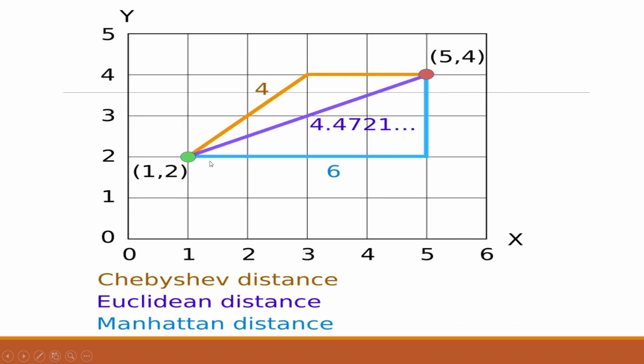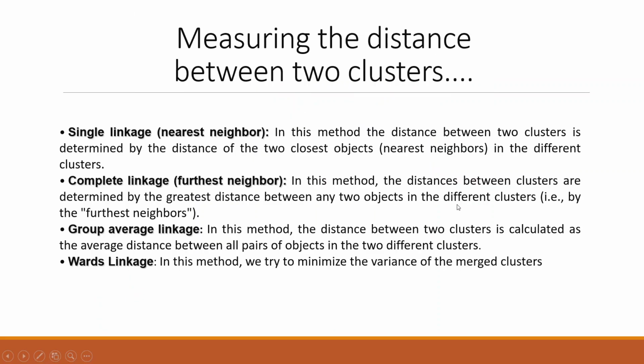You can see here, for example, we have two points, 1, 2 and 5, 4. If we calculate the distance according to the orange line, then it is known as the Chebyshev distance. If we calculate according to the blue line, it's known as the Euclidean distance. And if we consider the light blue, then it is known as the Manhattan distance.